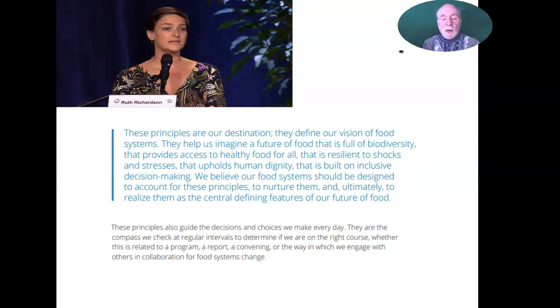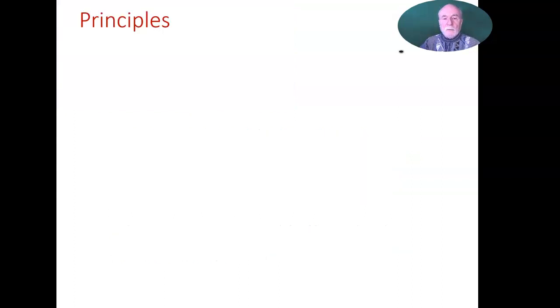These principles also guide our decisions and choices we make every day. They are the compass we check at regular intervals to determine if we are on the right course, whether that is related to a program, a report, a convening, or the way in which we engage with others in collaboration for food systems change." The Global Alliance for the Future of Food exemplifies principles-focused evaluation, and they use that evaluation as guidance for being true to their principles, to keeping them meaningful, and to ensure that they take them where they want to go.